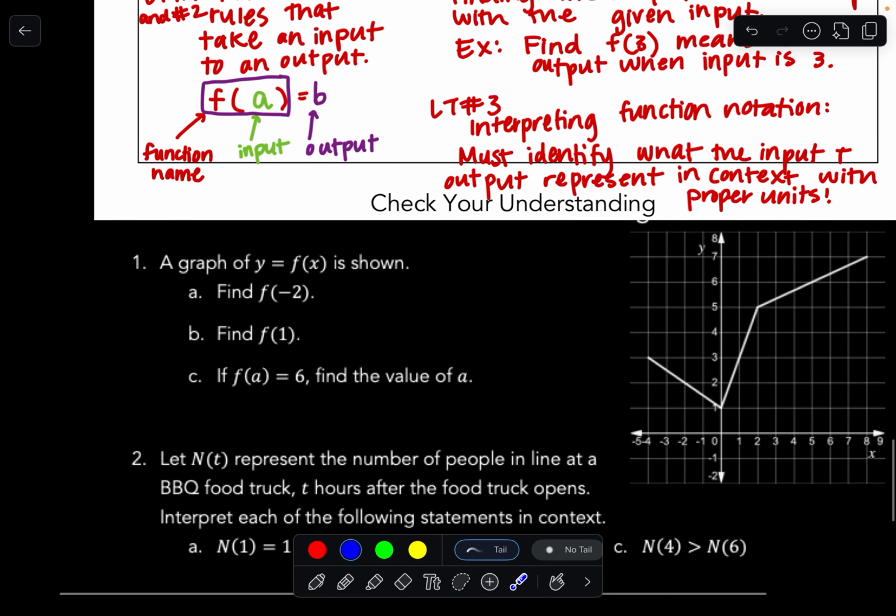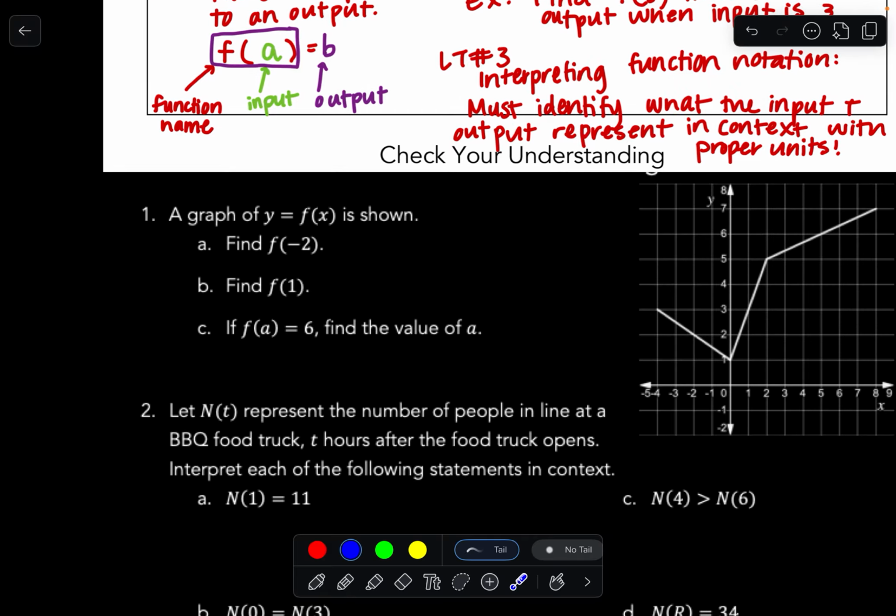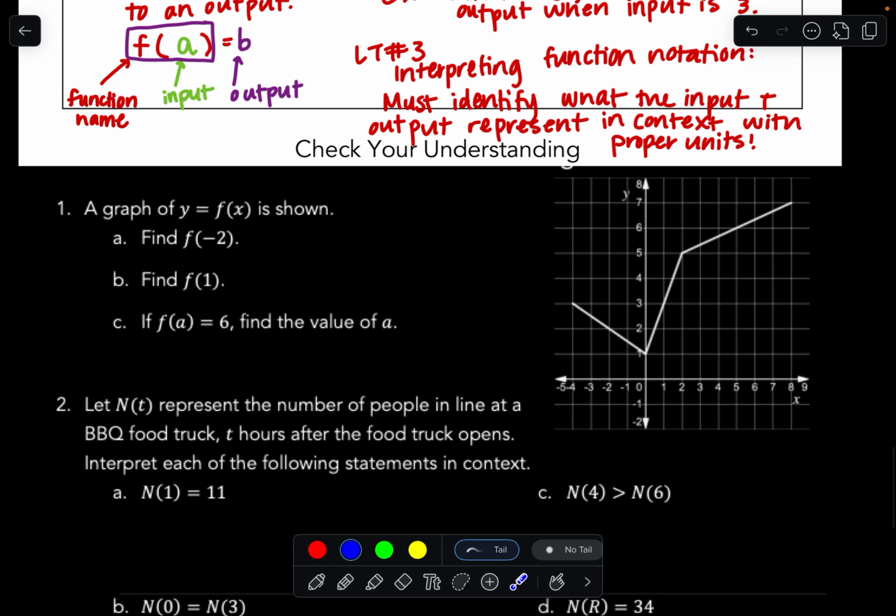Okay, class. So let's do the check your understanding. A graph of y equals f of x is shown. So this is a graph of the function. You don't actually have an expression for the function, an equation, if you will. You just have a graph that represents it. It says find f of -2, or, in other words, f evaluated at -2.